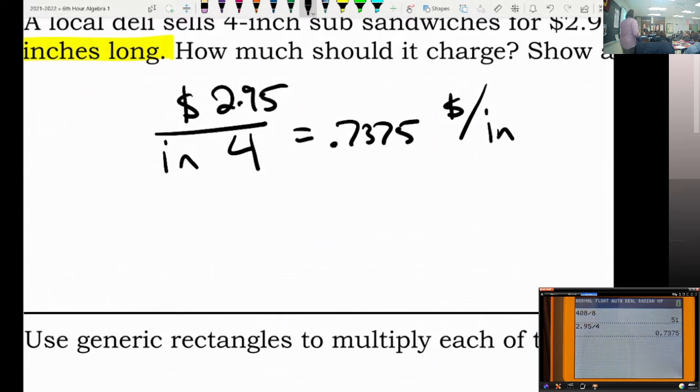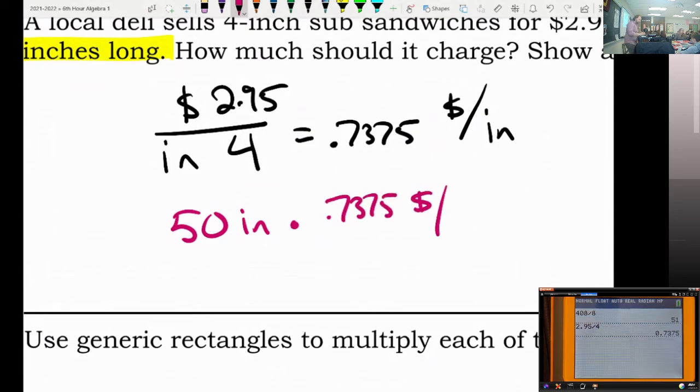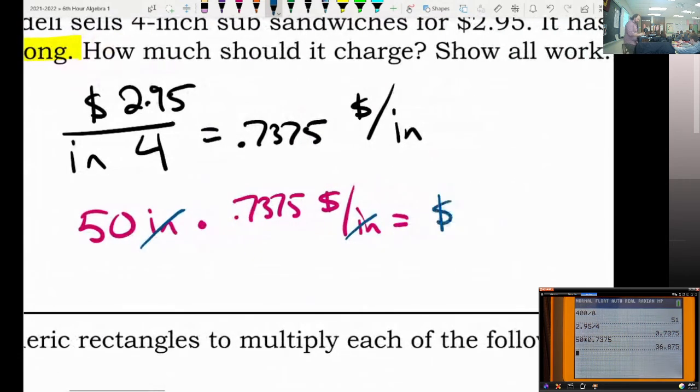And that's what we call the unit rate, or how much it takes for one of something to happen. It's that many dollars for 1 inch, and we want to know how many dollars it is for 50 inches. So 50 inches times 0.7375 dollars per inch. What's cool about this, and your science teacher will appreciate it too, is that the units actually cancel out. Inches cancels out with inches, and dollars are all that's left. So 50 times 0.7375 ends up being like $36.87 or something.